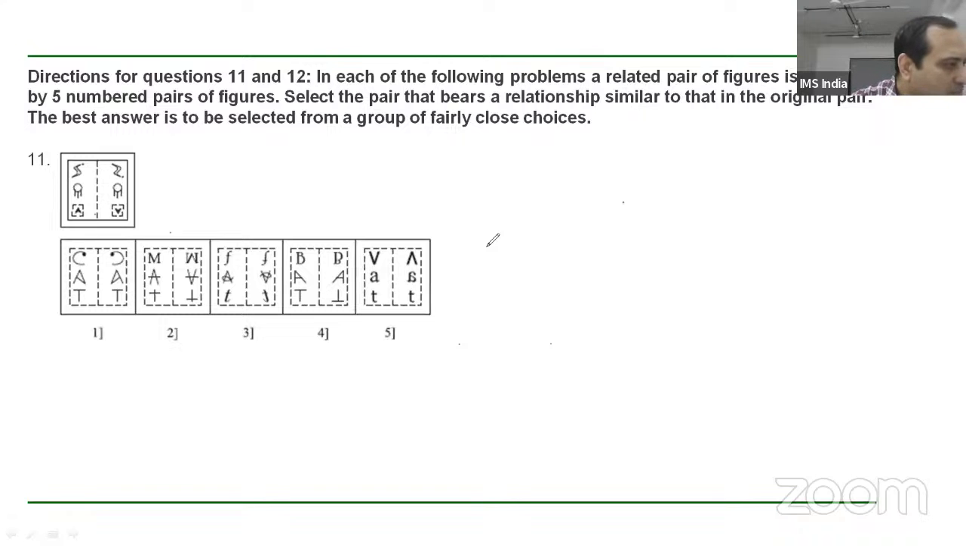Correct, correct. Yes. Yes, Vedant. Yes, yes.